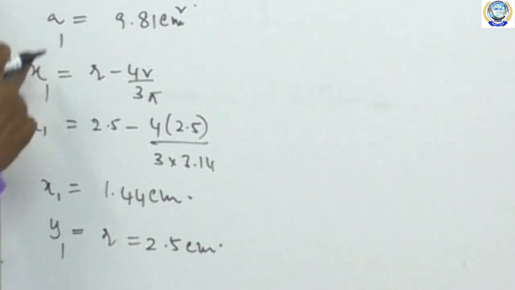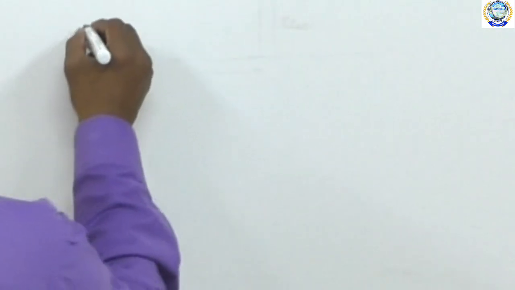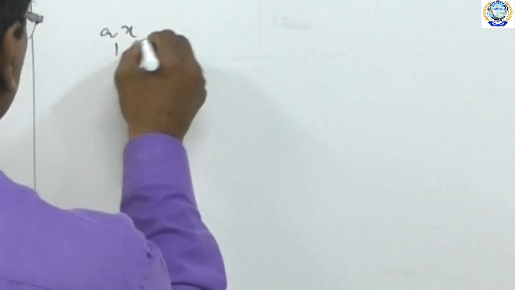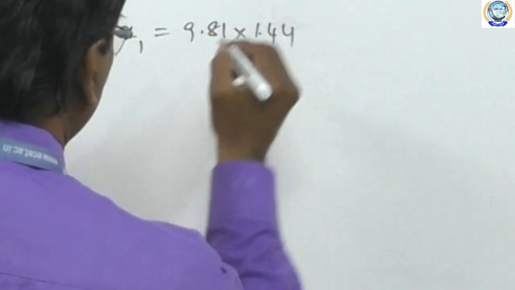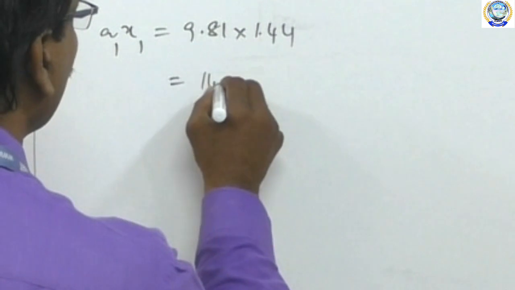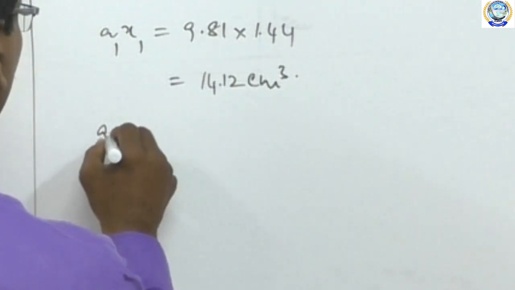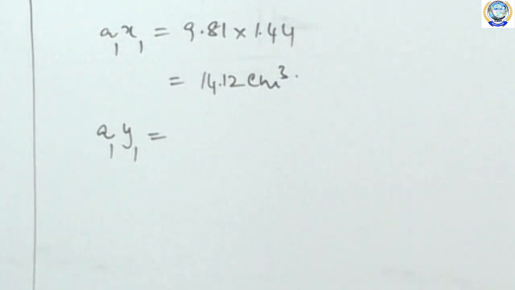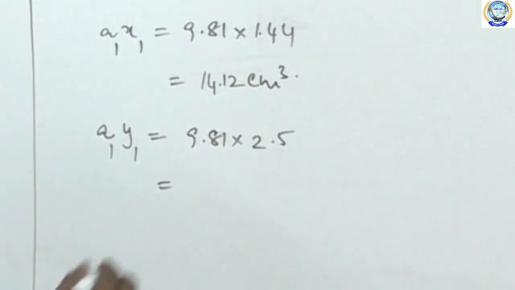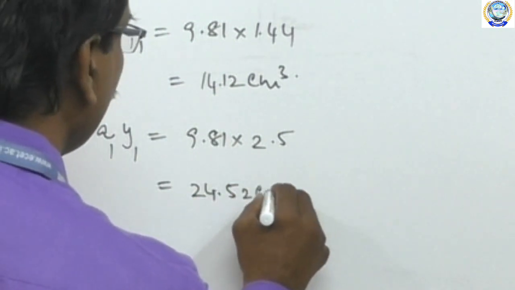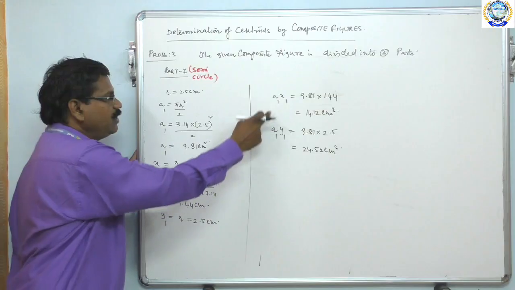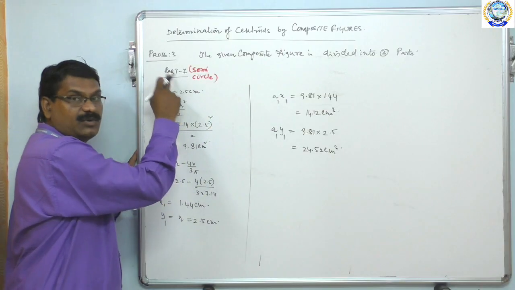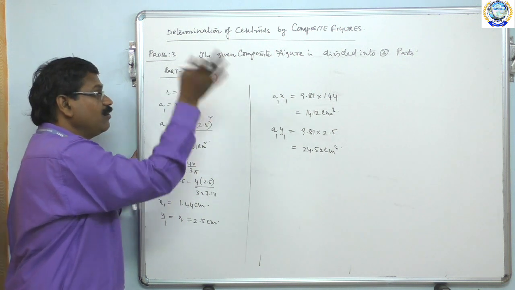Now, using this A1, x1 and y1, we need to find A1x1, that is equal to 9.81 into x1, which is 1.44, that is equal to 14.12 centimeter cube. Similarly, A1y1 is equal to A1 which is 9.81 into y1 which is 2.5, that is 24.52 centimeter cube. So this is the value of A1x1 and A1y1. They both are related to the first part, which we already considered to be a semicircle. Similarly, we will go for part 2.